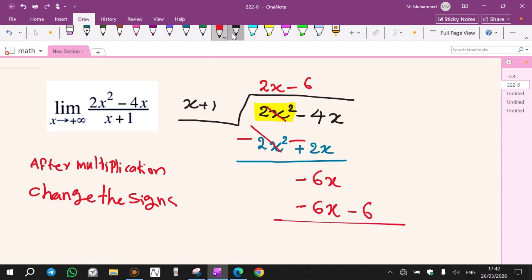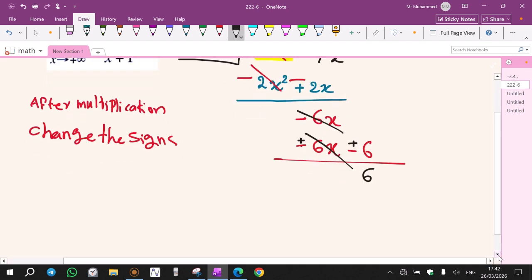After multiplication, change the sign. That's negative, change it to positive. Negative, change it to positive. Now negative 6x, positive 6x cancel out. Final answer is positive 6 remaining.